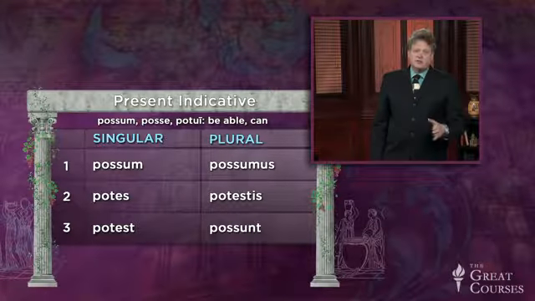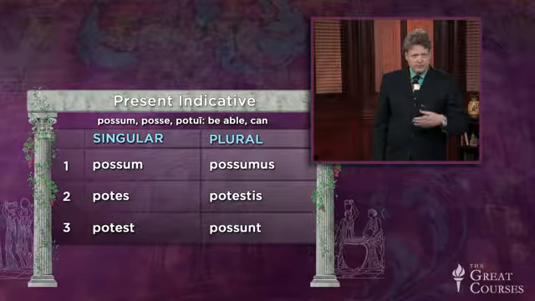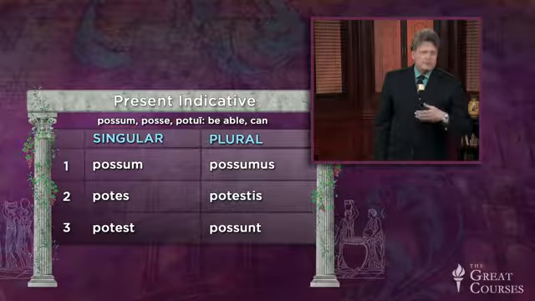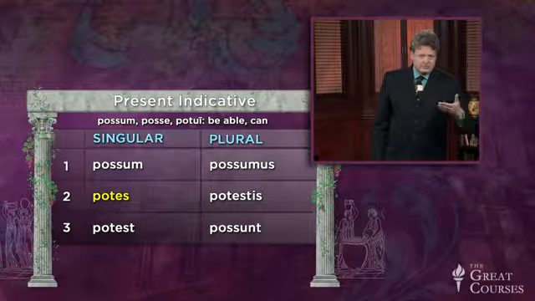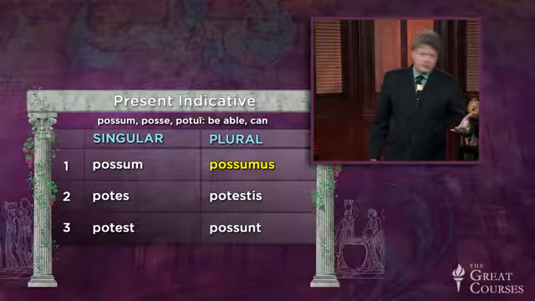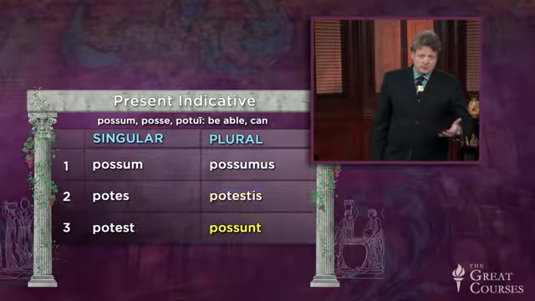And one more time together on the count of three. Unus, duo, tres. Possum, potes, potest. Possumus, potestis, possunt.